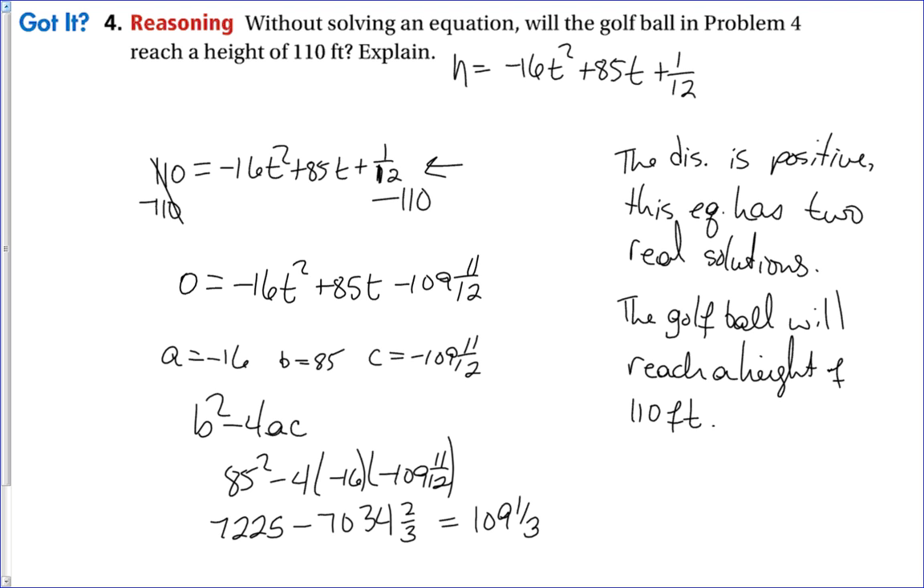So now, without solving this problem, we can tell that this golf ball is going to hit at least 110 feet because the discriminant is positive. We don't need to solve to figure out how high it is, how long it's going to take, or how far it's going to go. All we need to do is look at the discriminant. Since it's positive, two real solutions, the ball will hit a height of 110 feet. And like with the previous problem, since the discriminant was negative, it has no real solutions, the ball would not hit a height of 115 feet.